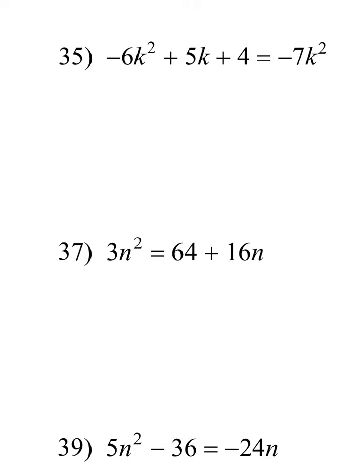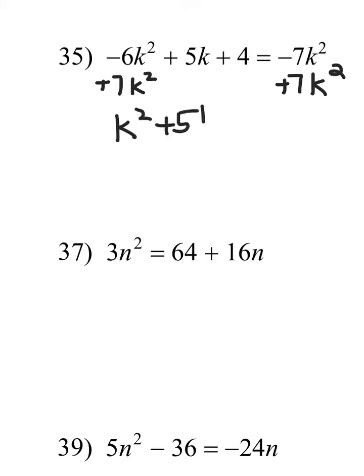Sometimes we have to look at the equation and move terms around before we can even start solving anything. So in number 35, you'll notice that we have a negative 7k squared on the right side of the equal sign. So if we just get rid of that 7k squared over there by adding 7k squared on both sides, you'll find that we end up with k squared plus 5k plus 4 equals 0.